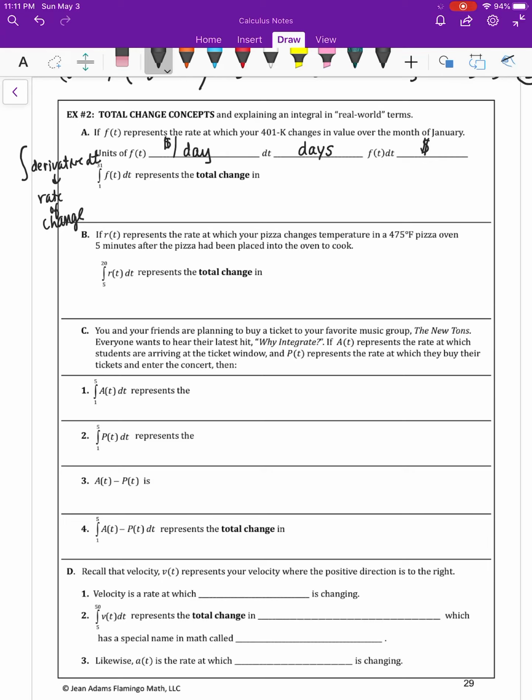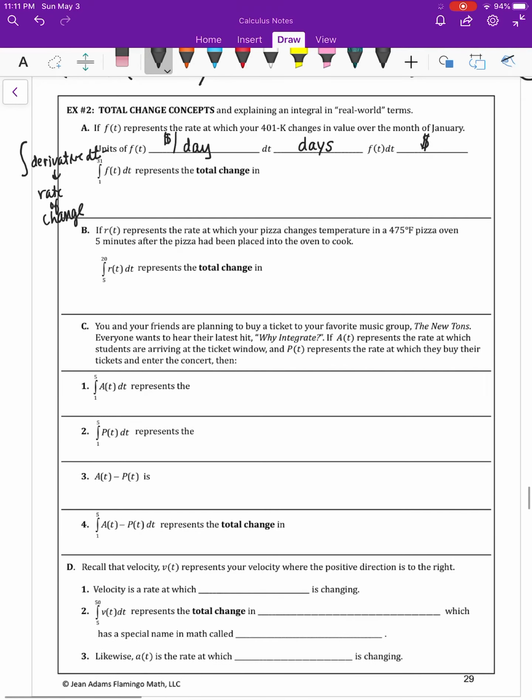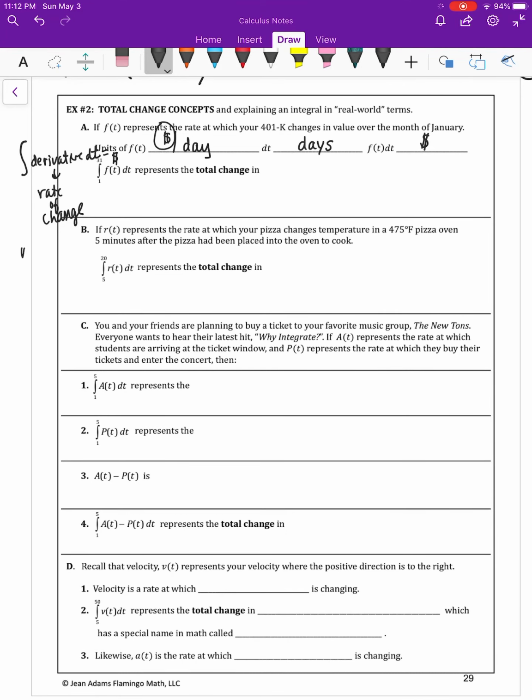And dollars per day is what this situation would be. With respect to days, whatever this dt is, what does your t represent? Days. When you take the integral and get the answer, it's just going to be in whatever your numerator is of your rate of change. Your answer is going to be in dollars, okay?